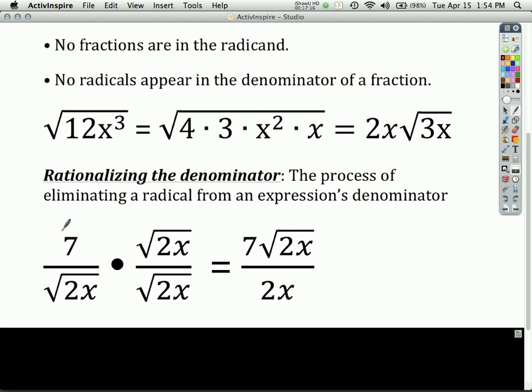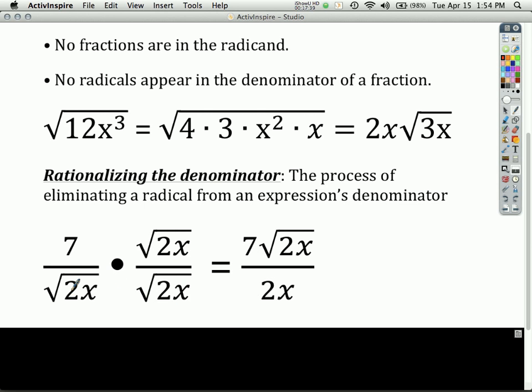You multiply the whole fraction by 1. This is actually equal to 1. Anything over itself is equal to 1. When you multiply a fraction times 1, you're not changing its value. But we are doing something creative. We're taking this expression and multiplying the whole fraction by it.